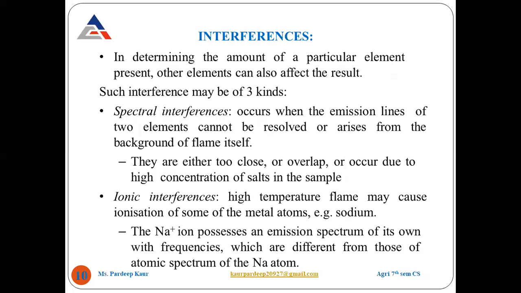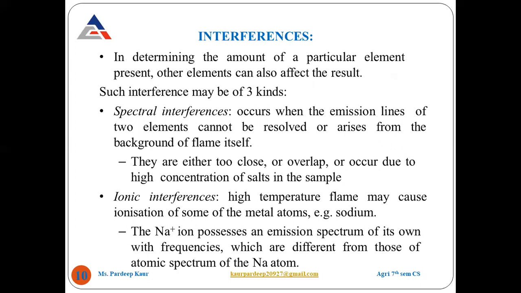Next is interference. In determination of the amount of a particular element present, other elements can also affect the result. Such interference may be of three kinds. Spectral: it occurs when the emission lines of two elements cannot be resolved or arise from the background of the flame itself. They are either too close, or they overlap each other, or they occur due to the high concentration of salt in the sample.